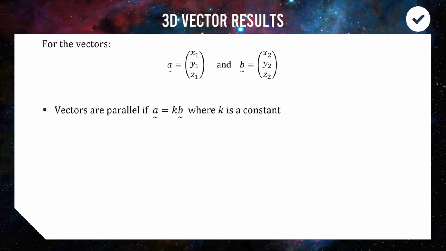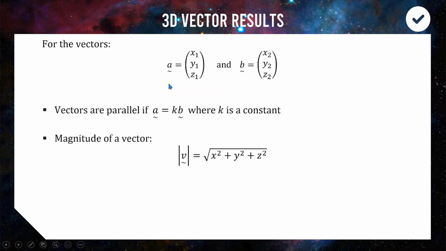Now, just like in Extension 1, we know that vectors are parallel if one of the vectors is a scalar multiple of the other. Okay, so if I can take A and multiply all three things by 5 and get B, it means that the two vectors are parallel. If one is just a scaled up or down version of the other.